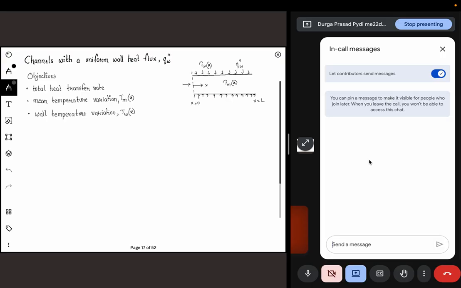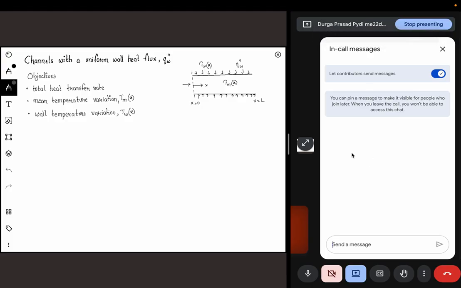Okay. Now we'll have two different cases, as I said before. One is a uniform wall heat flux, and the other is a uniform wall temperature. Now let's take the first case, where you have a uniform wall heat flux. In this case, what are our objectives? We have to determine the total heat transfer rate, the mean temperature variation, and also the wall temperature variation. These are the three quantities we are interested in.